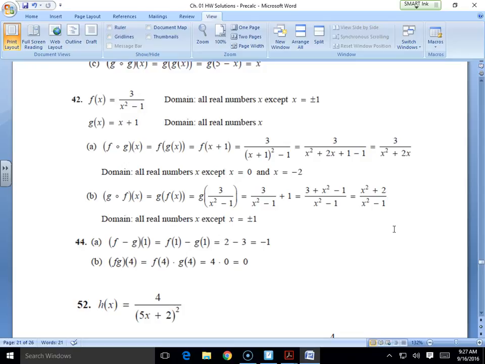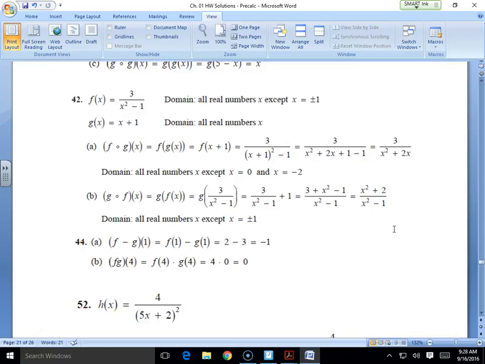They asked us to think about domains. Domain problem, denominator can't equal 0, so x can't be plus or minus 1. But this one, no radical, no denominator, all real numbers, no big deal. What does the little hollow O mean? Everyone ignore it. What's the little hollow O mean?